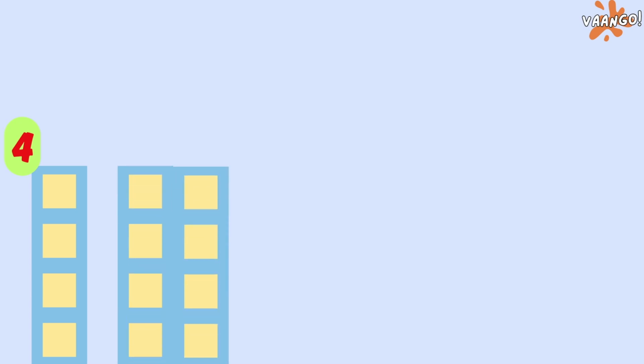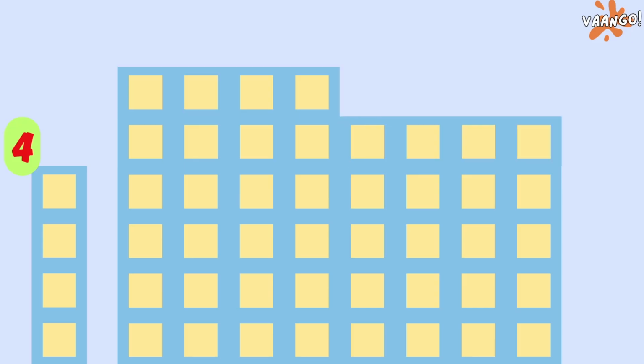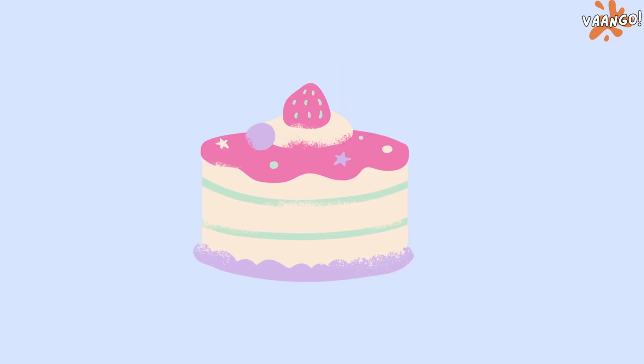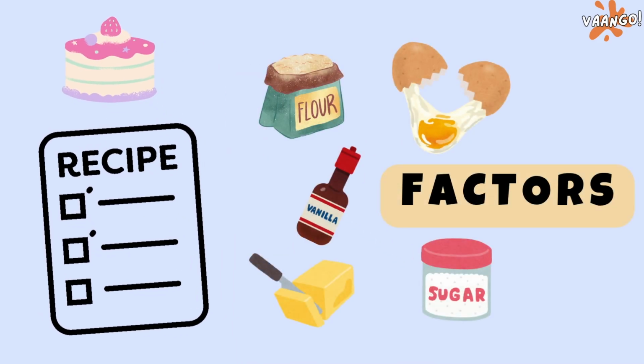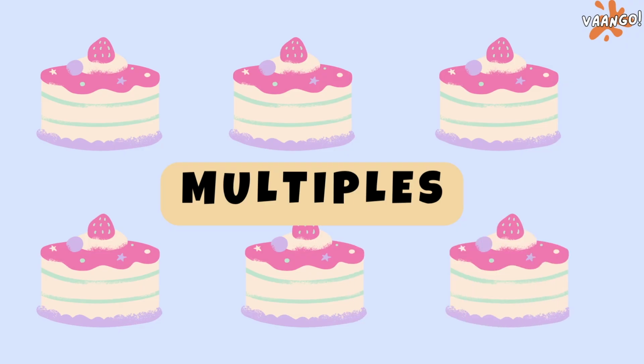Now, imagine we have just one kind of block, say the number 4. What buildings can we make with it? 4, 8, 12, 16, 20. These are called multiples. They're the endless towers that a number can build. We can also think of it another way. If numbers were cakes, factors are ingredients you put into the cake, and multiples are batches you can bake.